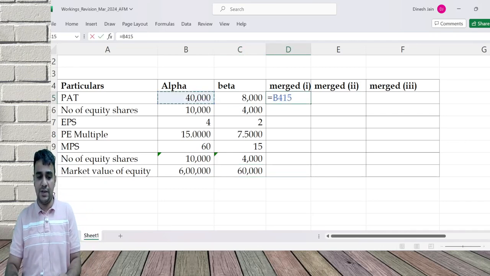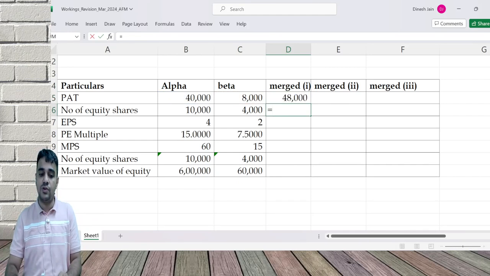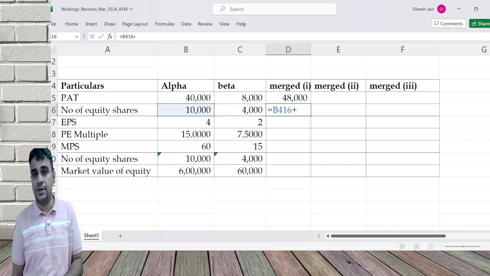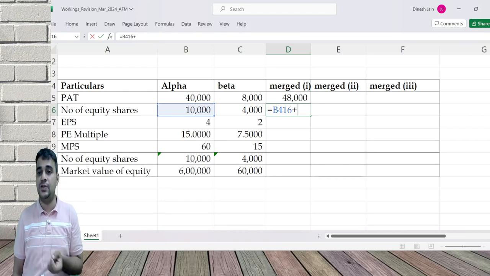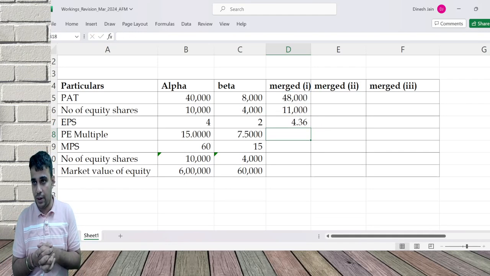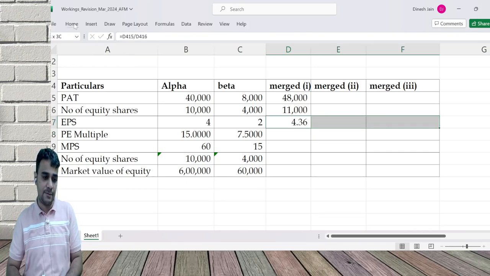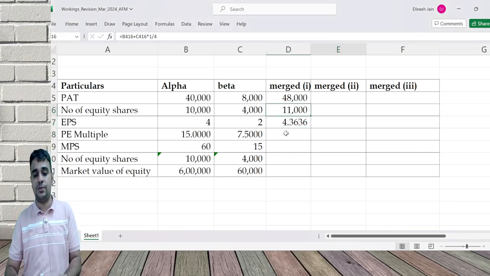First scenario, 40 plus 8 will become 48. Number of shares is 10,000 plus the new shares. What is the exchange ratio basis? Market price per share, which is 60 is to 15, became 15 is to 60. So the exchange ratio is 1 by 4, plus 4,000, 11,000. I'm going to use many decimals in EPS, but in exam it can lead to some rounding gap. 4.36. I'm increasing the number of decimals. P multiple in first situation is how much?